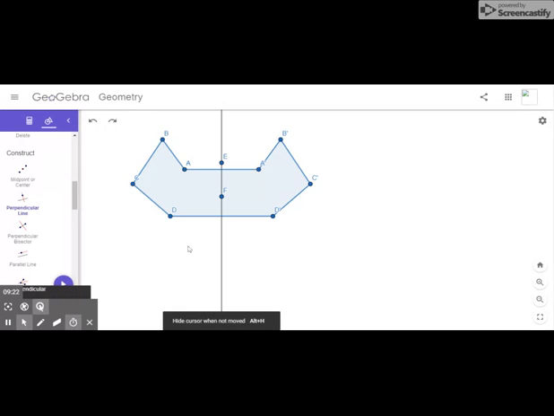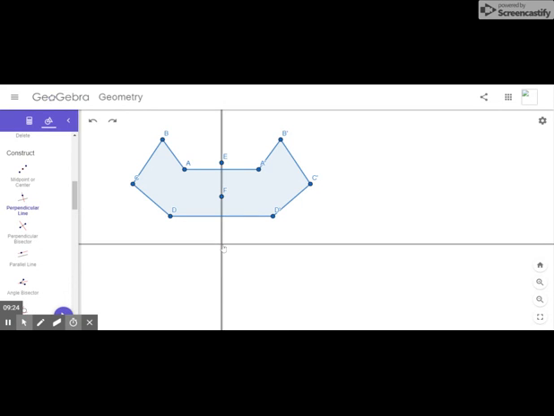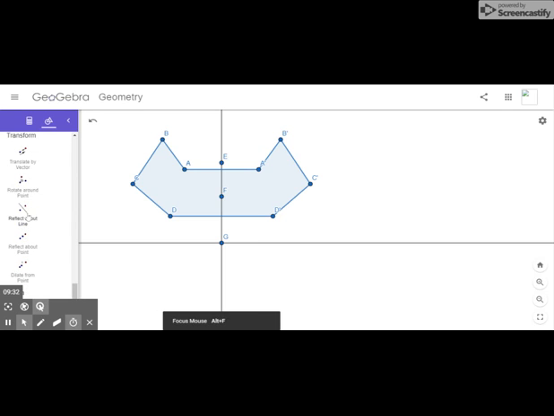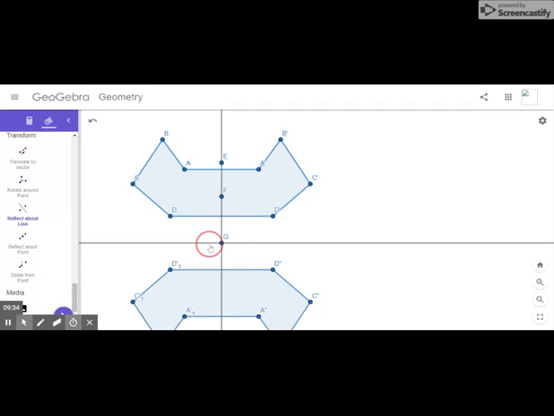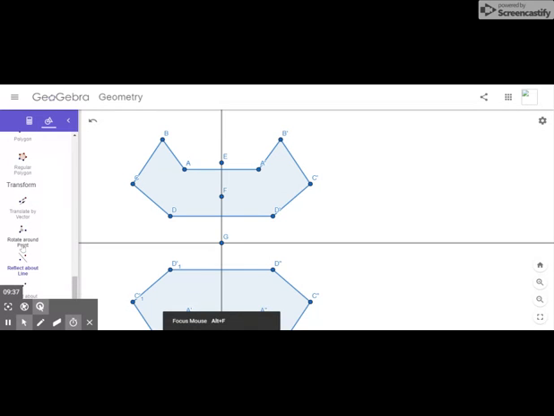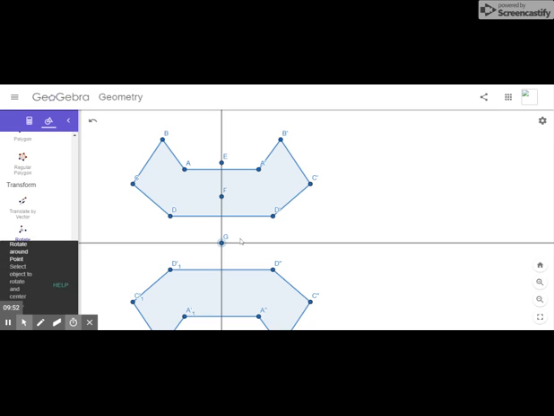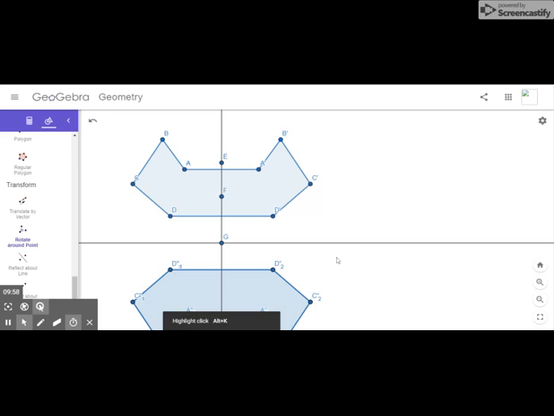As long as I reflect that polygon across a line that is perpendicular to the line of symmetry. So let me reflect this polygon across this perpendicular line and make sure that I rotate the same quadrilateral 180 degrees about the intersection of that line of symmetry and the line of reflection. So 180 degrees about point G, they will be congruent. They will correspond.